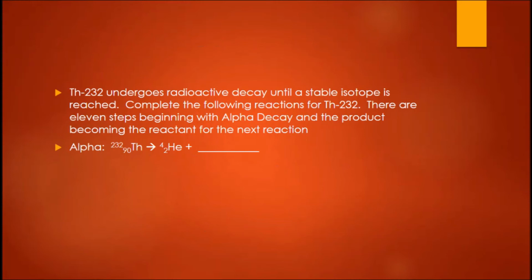Thorium-232 undergoes radioactive decay until a stable isotope is reached. Complete the following reactions for 232. These are 11 steps beginning with alpha decay and the product becoming the reactant for the next reaction. All right, so Freddie Davino, 232 equals 4 plus what? 90 equals 2 plus what? Who is 88?